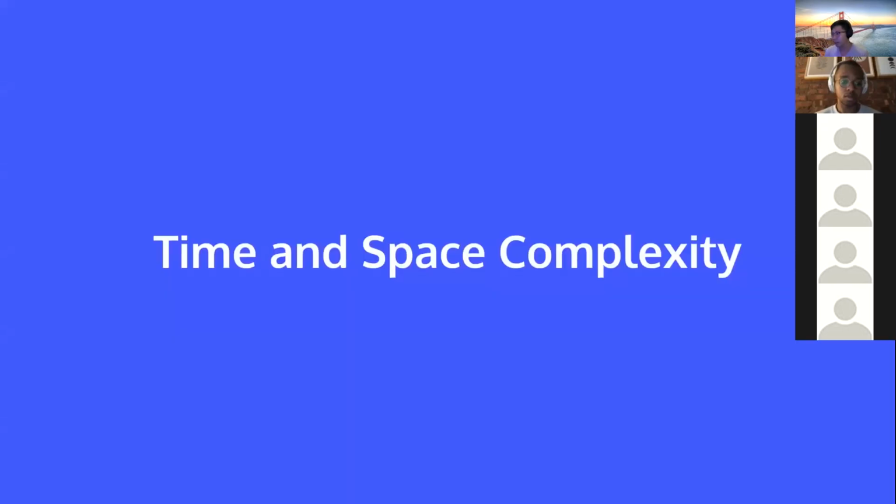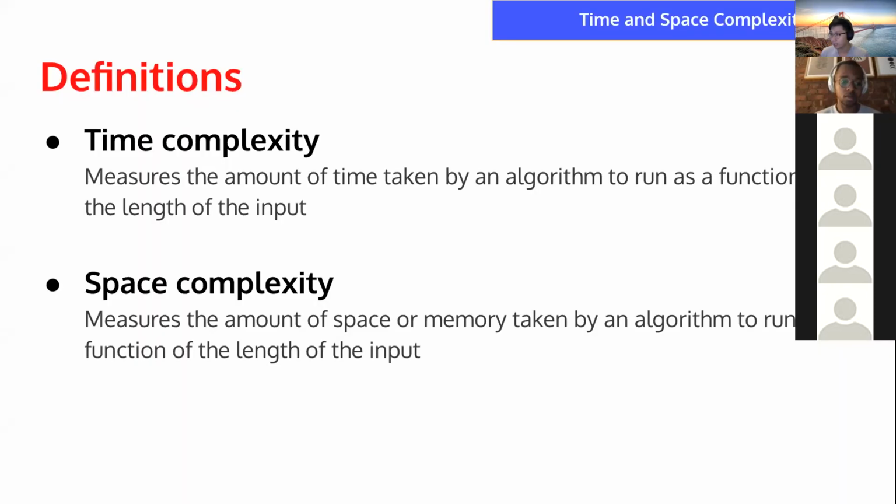So first off, let's start with time and space complexity. I hope all of you got to practice answering these questions through your practices with your interviewers, or think about it as you're writing out code. But here are the definitions. Time complexity measures the amount of time taken by an algorithm to run as a function of the length of the input. And space complexity is very similar, except this measures the amount of space in relation to the length of the input.